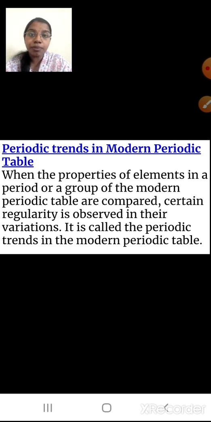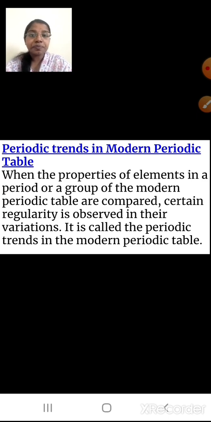Now what are these periodic trends and what does it mean? When the properties of the elements in a period or a group of the modern periodic table are compared, whatever elements are arranged in a period or in a group, certain regularity is observed. Means what? Certain properties you can see repeating for some elements. Whatever variation is there, some regularity you will see. So it is called periodic trends in the modern periodic table.